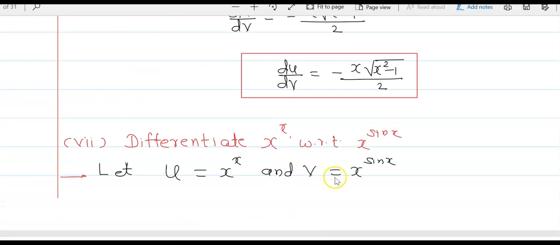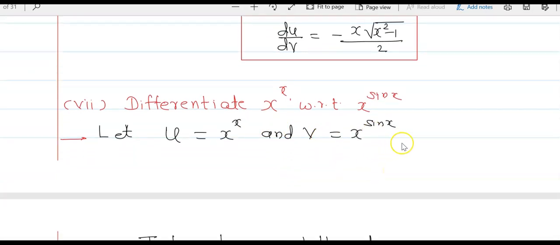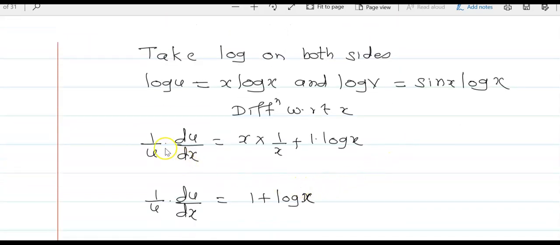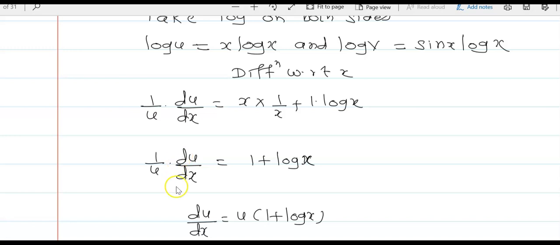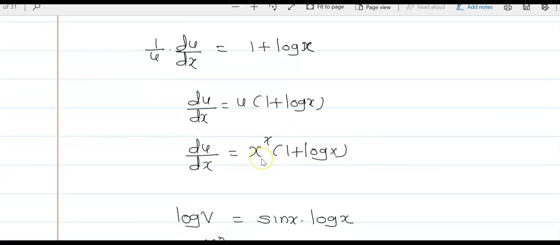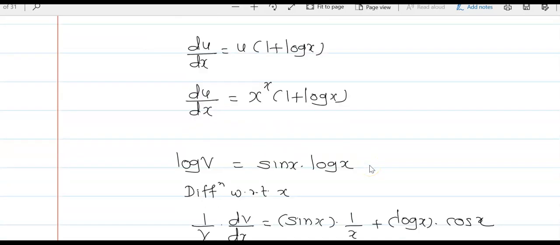That is, u is x raised to x, and v is x raised to sin x. Take log: 1 upon u du by dx is equal to x log x. The derivative of log of x is 1 upon x, plus the derivative of x, which is 1, into log x. Therefore, 1 upon u into du by dx is equal to 1 plus log x. Therefore, du by dx is equal to u into in bracket 1 plus log x. But what is u? u is x raised to x. Therefore, du by dx is equal to x raised to x in bracket 1 plus log x.